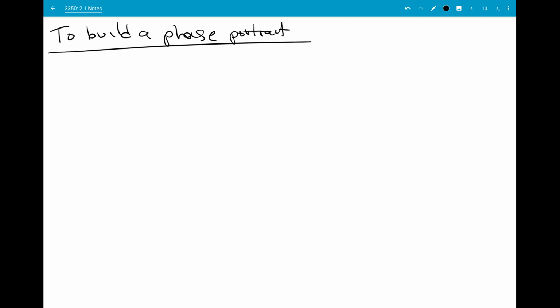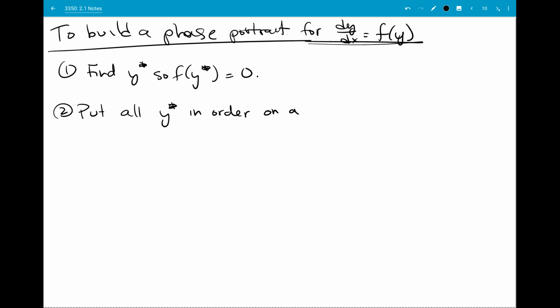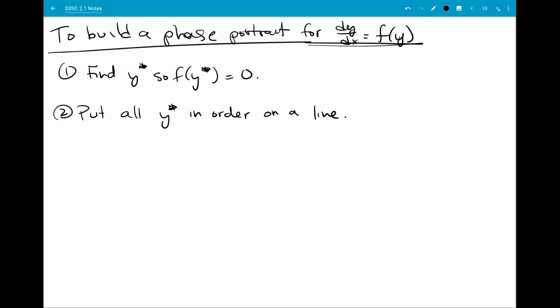So let's talk in detail about how we're going to do this. This is going to be kind of like the step-by-step guide, so maybe make a note next to this. So first of all, we're going to find y star for dy dx equal to f of y. So we're going to find y star, so f of y star is equal to 0. And then we're going to put all y star in order on a line, like a number line.